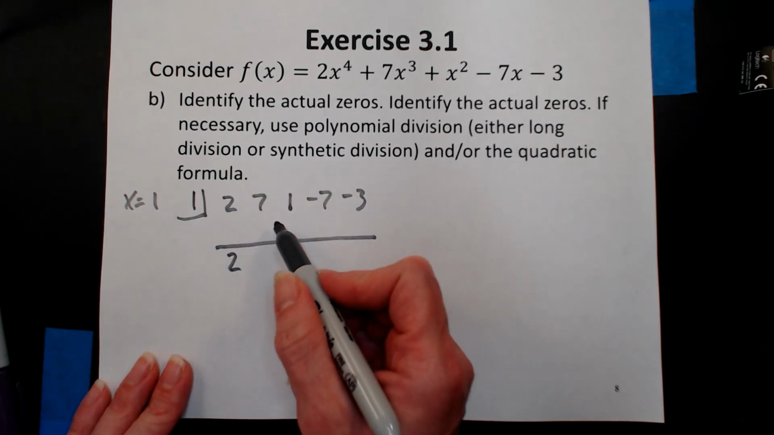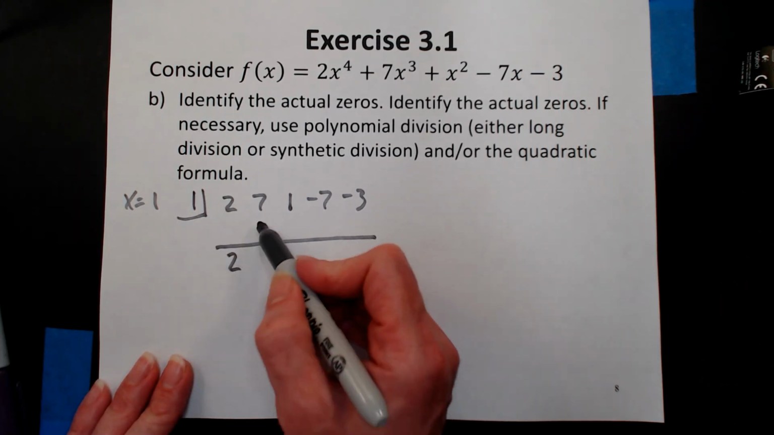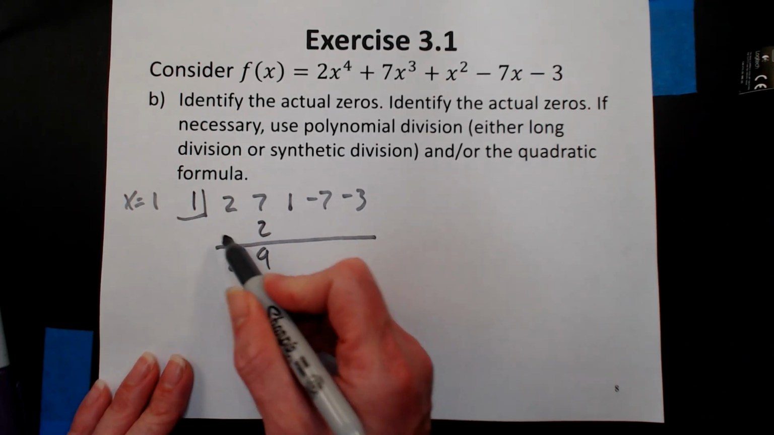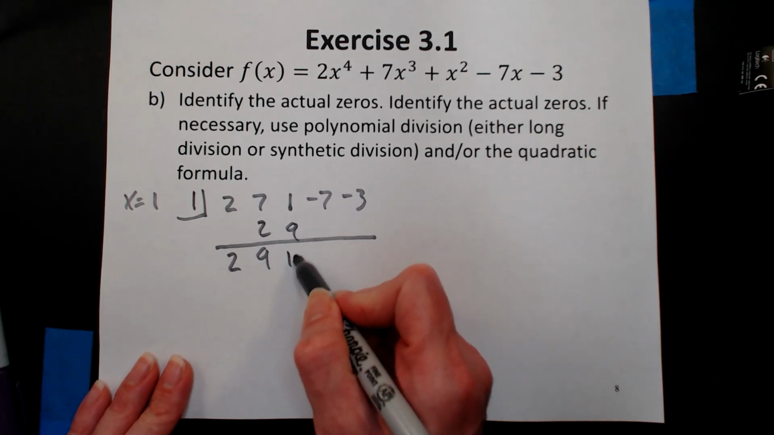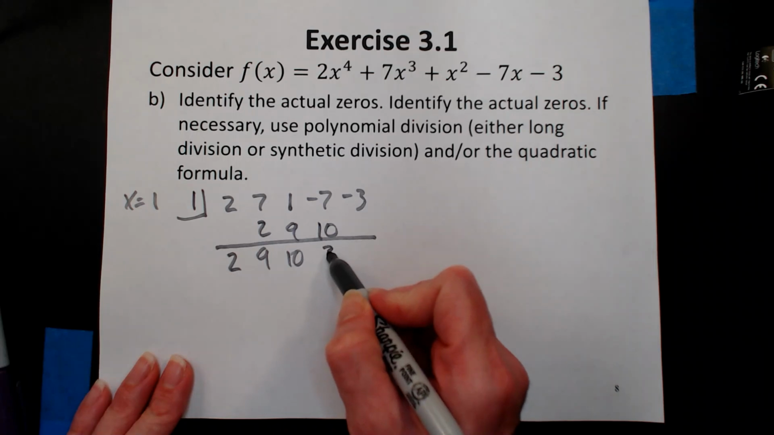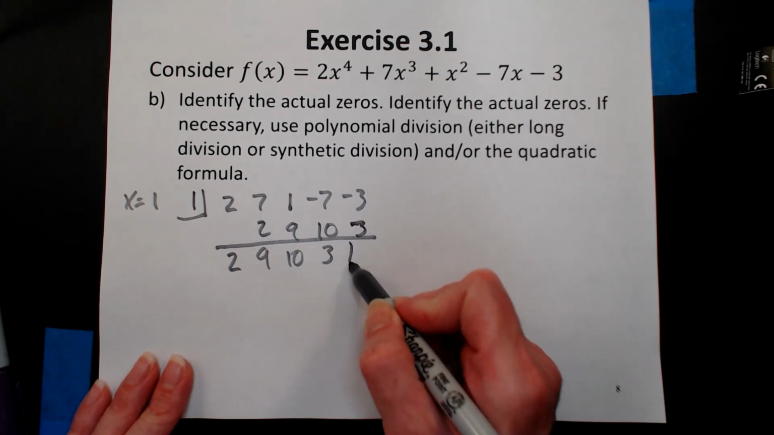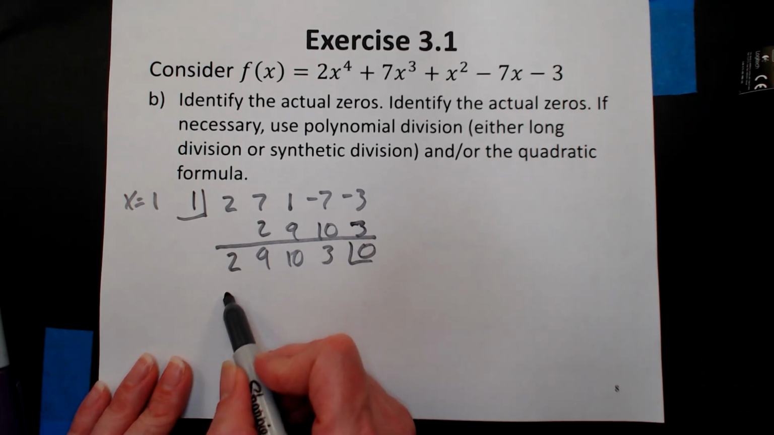So 1 times 2 will give us 2, and then we get 9, and 1 times 2 is 2, it's going to give us 10 after adding. 1 times 10 is 10. It's going to give us 3, and 1 times 3 is +3, and so it's going to give us 0. So we have the following.